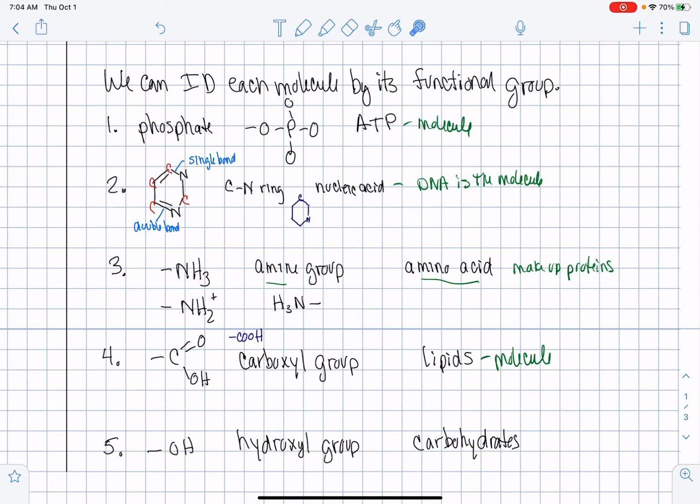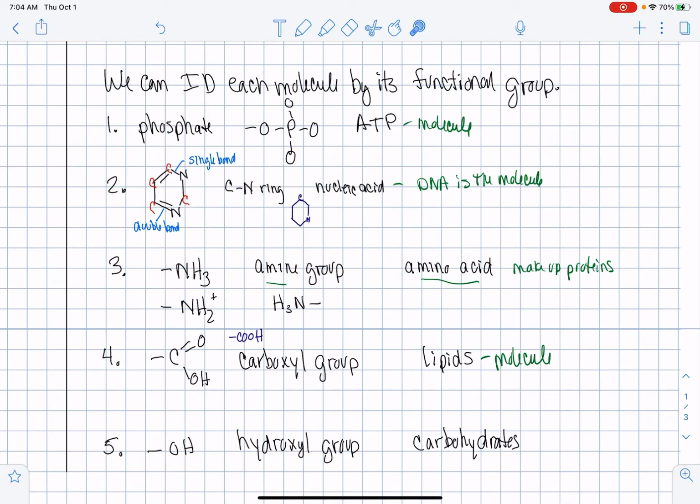So again, you're going to look for the functional groups in this order. The first thing you do when you look at a molecule is go through this process in your head. Is there a phosphate group? Yes, then it's an ATP. No? Then let me look for a carbon-nitrogen ring. If there is a carbon-nitrogen ring, bingo, we have a nucleic acid. If not, you're going to say, well, is there any nitrogen at all, and is it an NH3? If yes, you have an amine group here, and the molecule would be an amino acid.